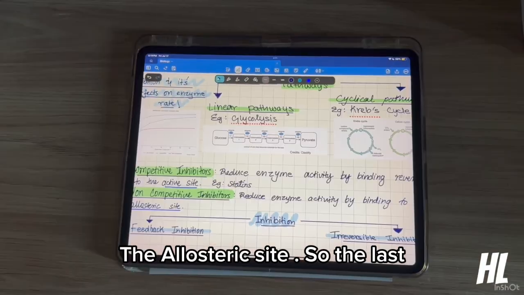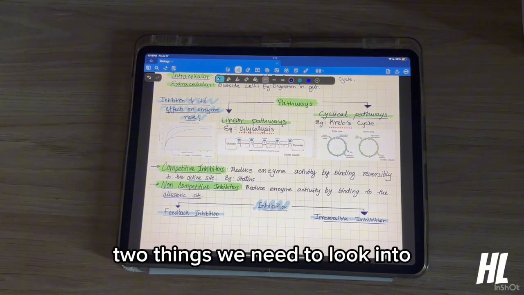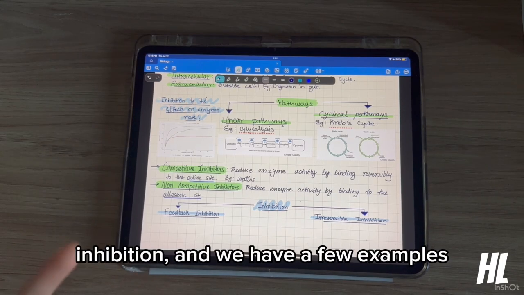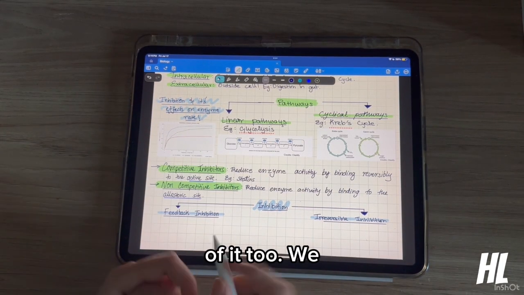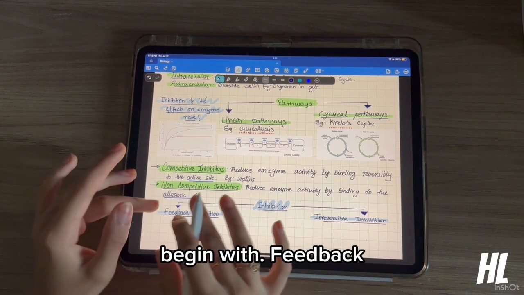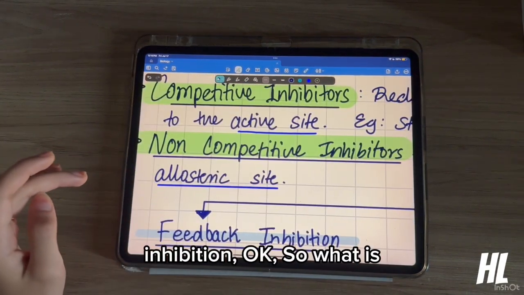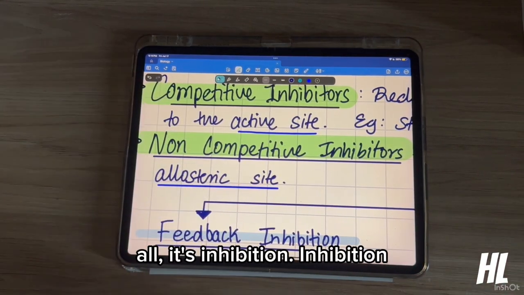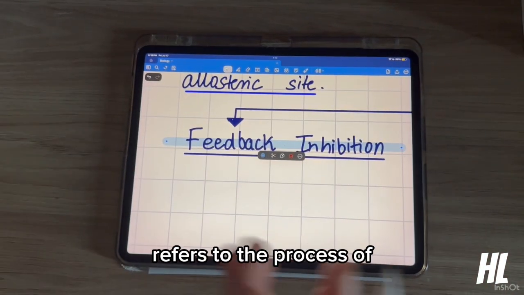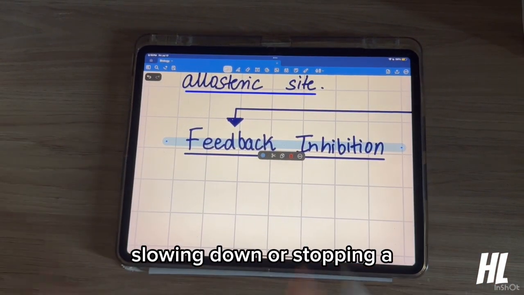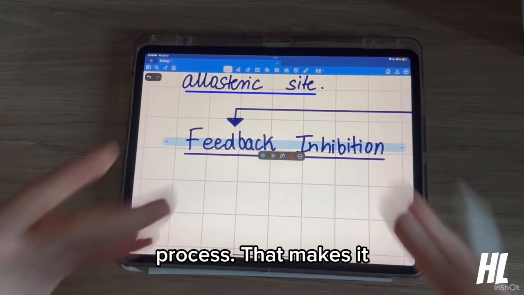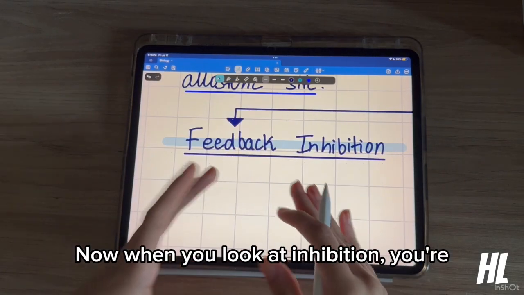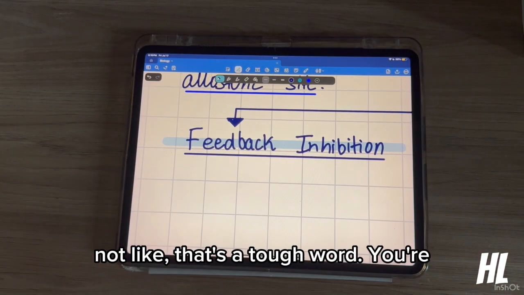Allosteric site. So the last two things we need to look into in this topic are two types of inhibition, and we have a few examples of it too. We begin with feedback inhibition. Okay, so what is feedback inhibition? First off, what's inhibition? Inhibition refers to the process of slowing down or stopping a process. That makes it much easier, of course, even for myself. When you look at inhibition, you're not like, that's a tough word. It's just stopping or slowing down something.